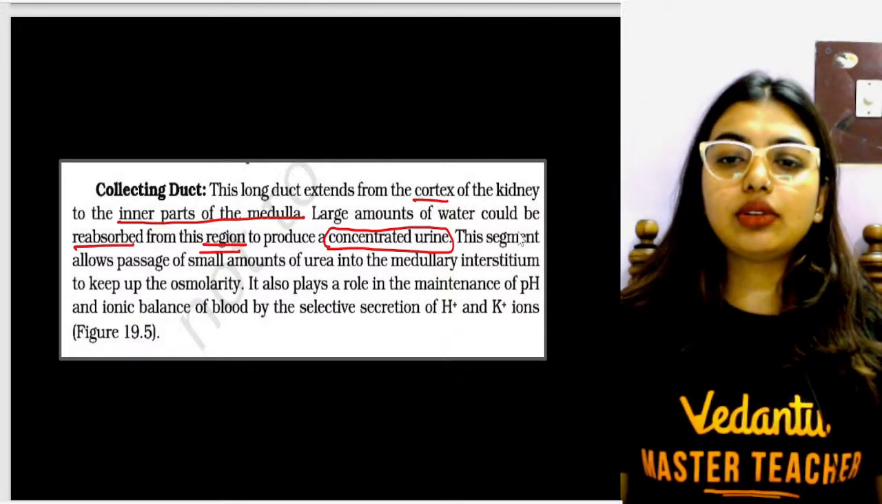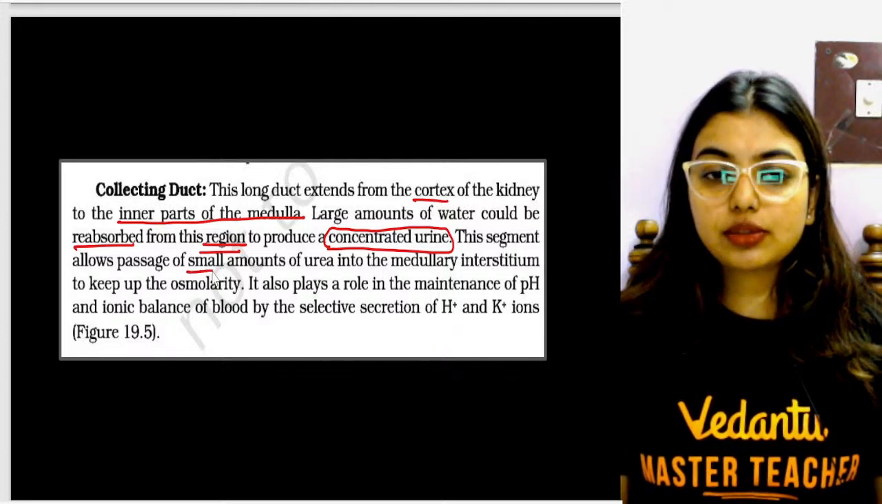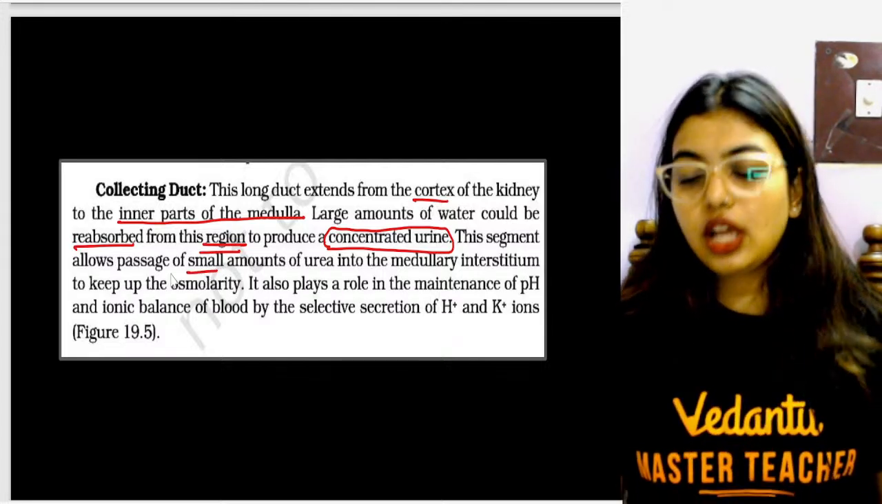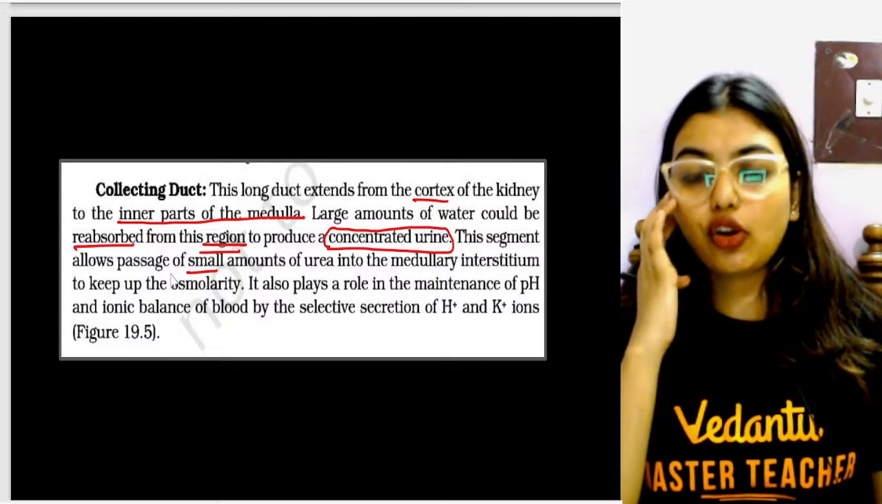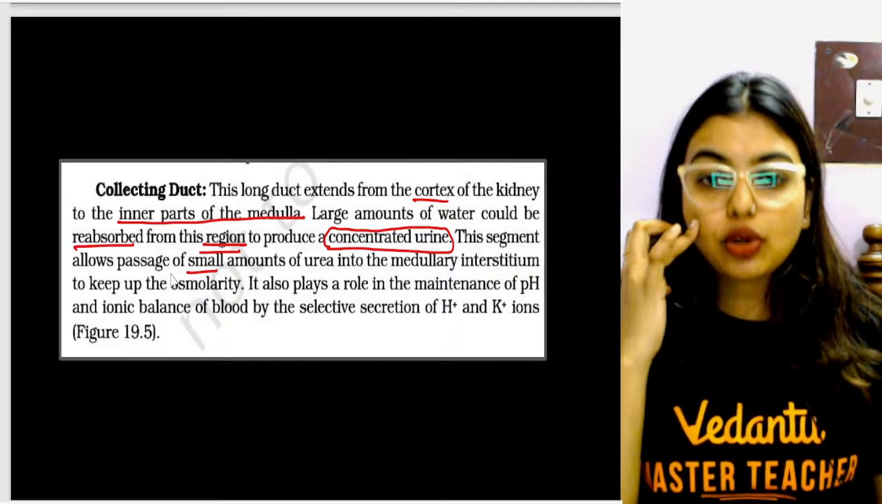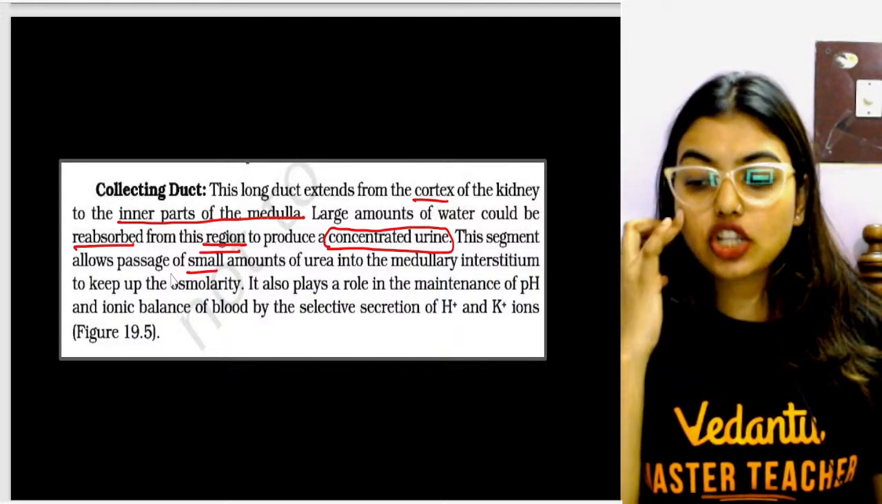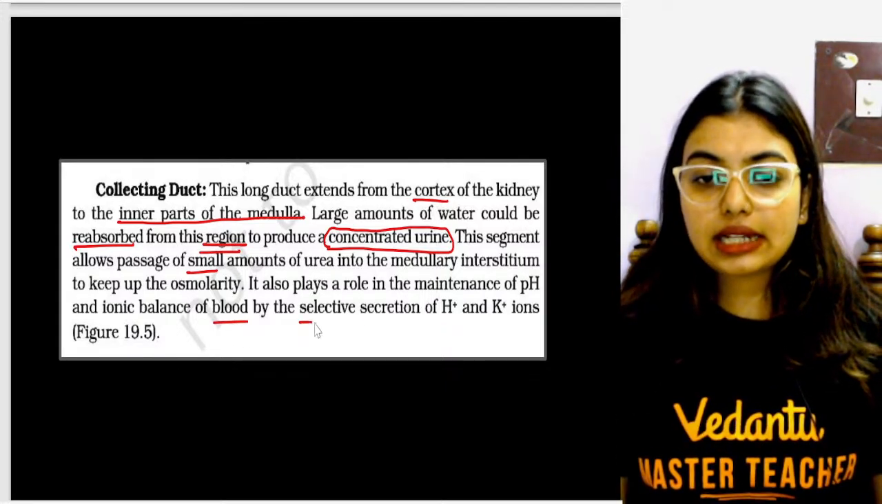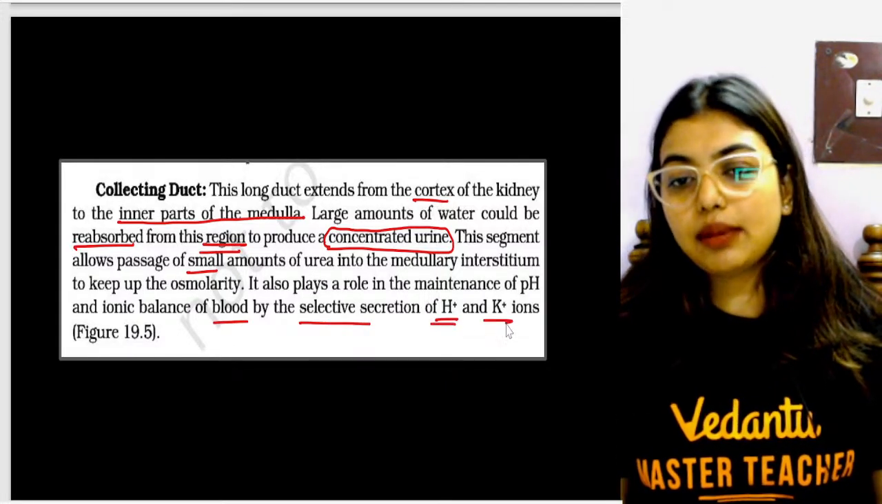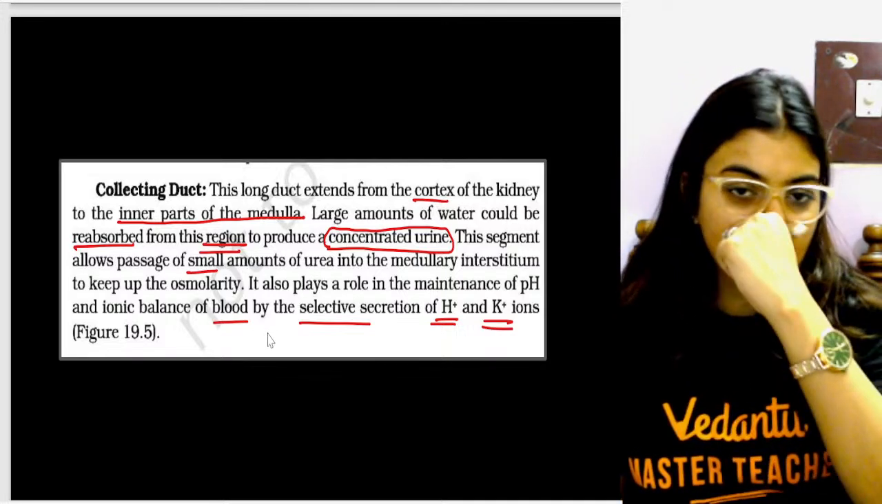Got it? Now this segment allows passage of small amounts of urea into the medullary interstitium to keep up with the osmolarity. It also plays a role in maintenance of pH and ionic balance of the blood by selective secretion of H plus and potassium ions.